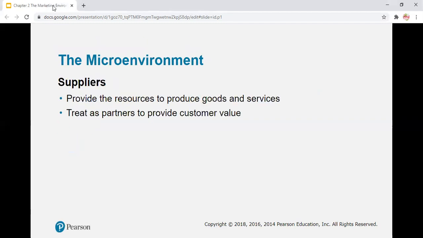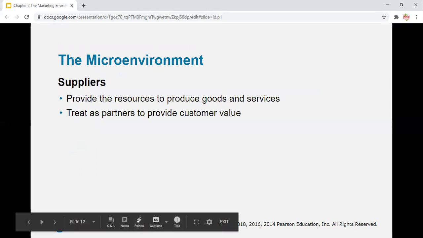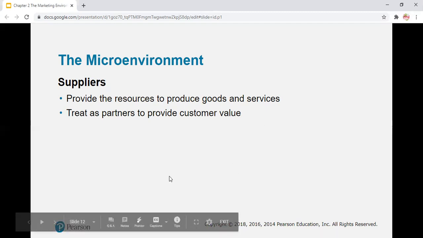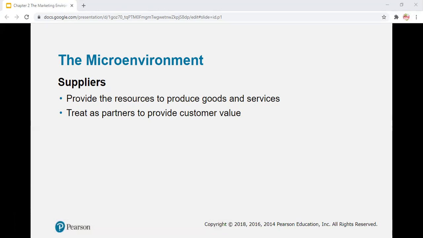Let's go now to understand the suppliers. The suppliers provide the resources to produce goods and services, and we treat them as partners to provide customer value. The suppliers form an important link in the company's overall customer value delivery network. Supplier problems can seriously affect marketing. That's why we need to watch supply availability and costs and so on.